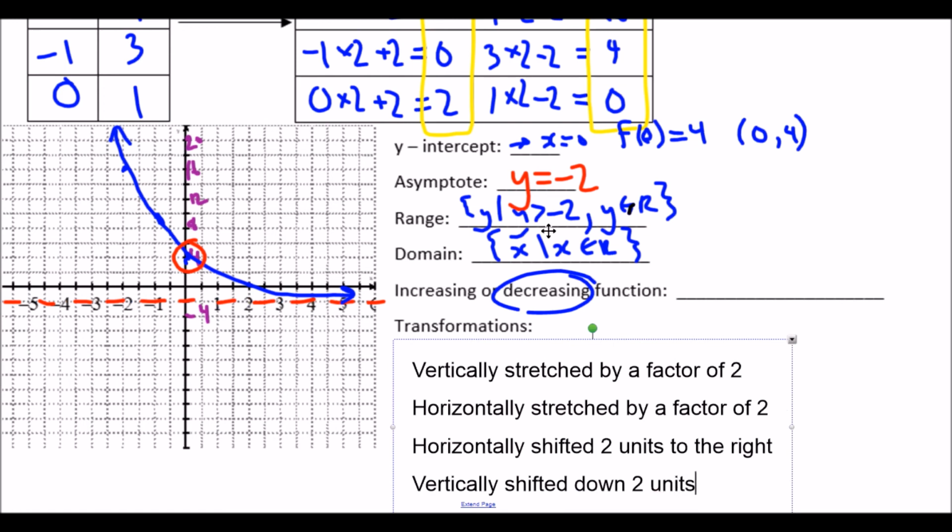So again, this is my A value, this is my B value, this is my H value, and this is my K value. And that concludes lesson 4 and 5 of exponents, graphing with transformations.